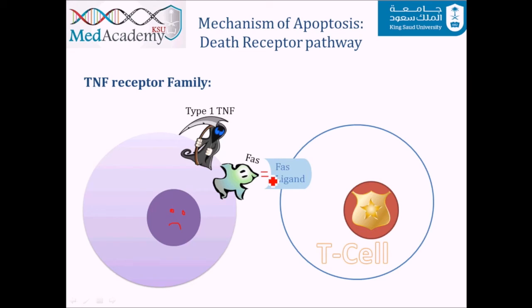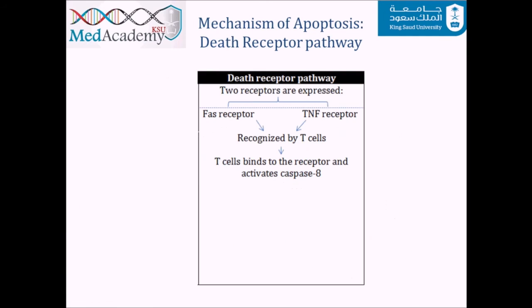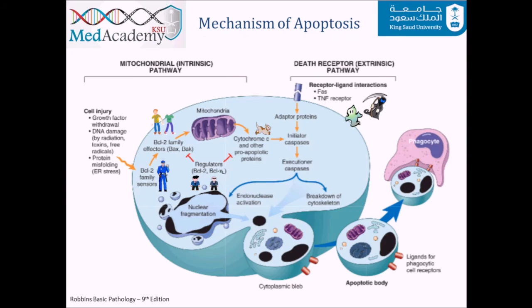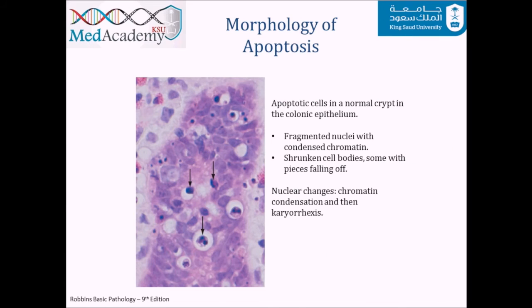Okay, so you have your activated T cell, and it has a ligand to interact with these receptors and start a cascade of apoptosis by working on caspase number 8. And eventually nuclear fragmentation is going to happen. Now you can look at this figure and say, well, it's not really that hard.